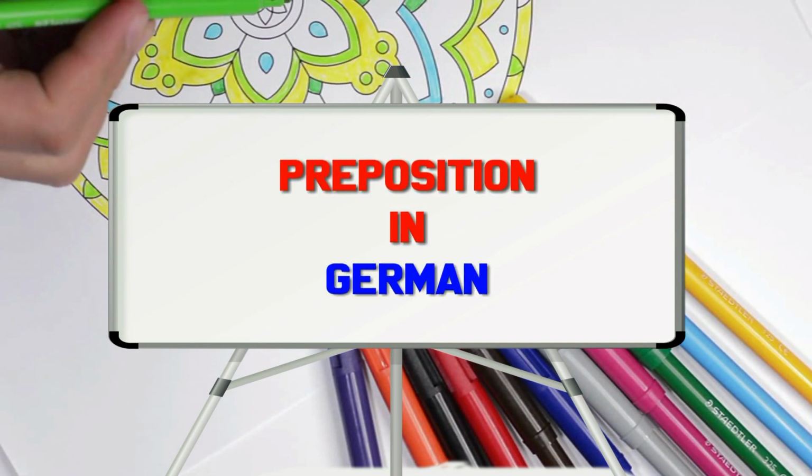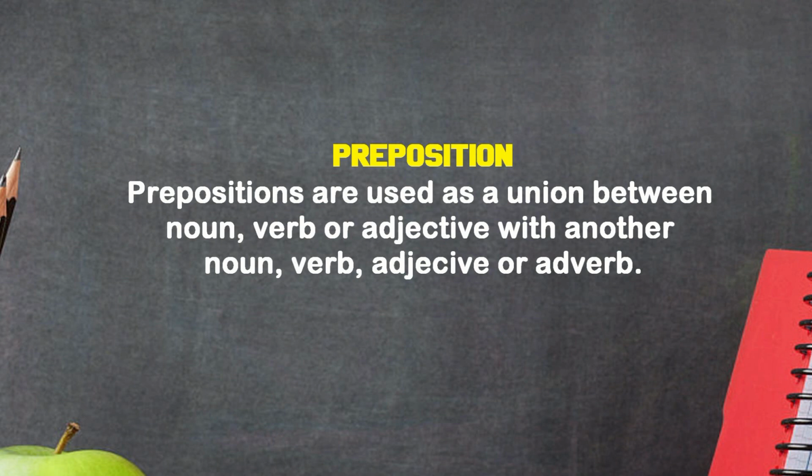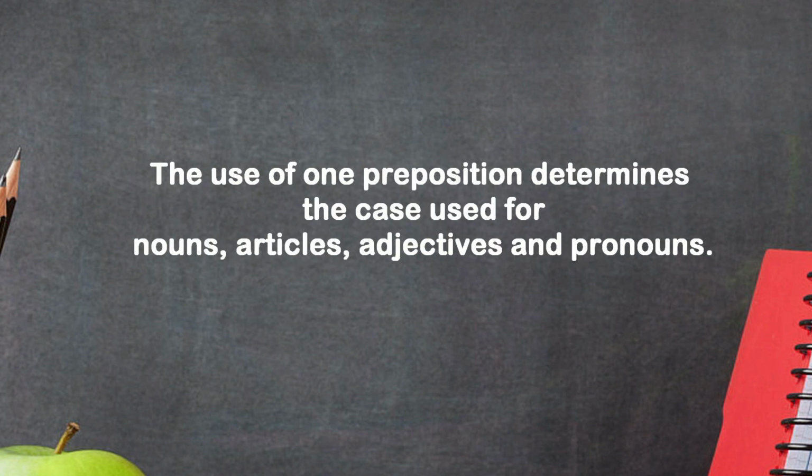So today we are going to learn prepositions in German. Prepositions are used as a union between a noun, verb or adjective with another noun, verb, adjective or adverb. Next point, the use of one preposition determines the case used for nouns, articles, adjectives and pronouns.